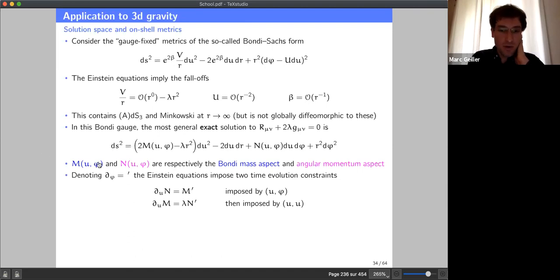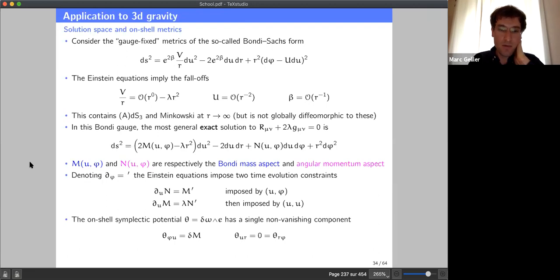Now, for notational simplicity, I denote the angular derivative by prime. If you want to show that this metric in Bondi gauge is an exact solution of Einstein equations, you just have to impose two evolution equations. You can show that the u phi Einstein equation tells you that the u derivative of N is the angular derivative of M, so d_u N is M prime. And once you impose this, the uu component of the Einstein equation tells you that d_u M is lambda N prime. So if you impose these two constraints, you solve Einstein equations.